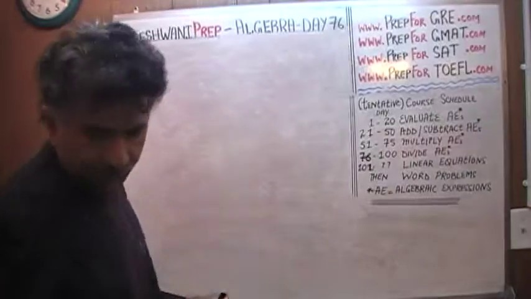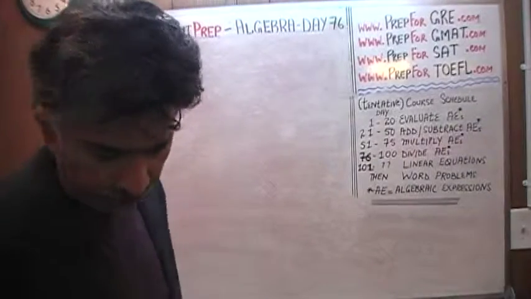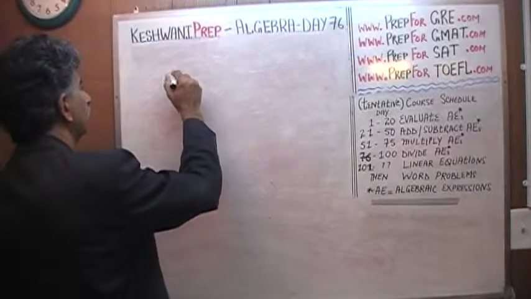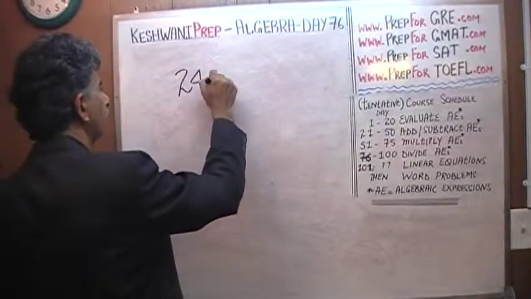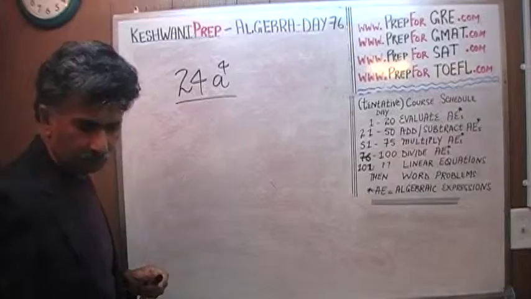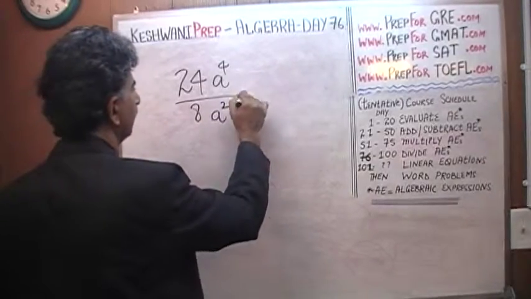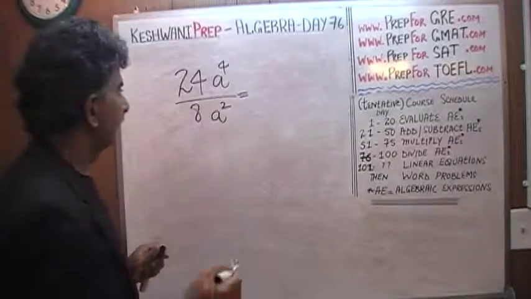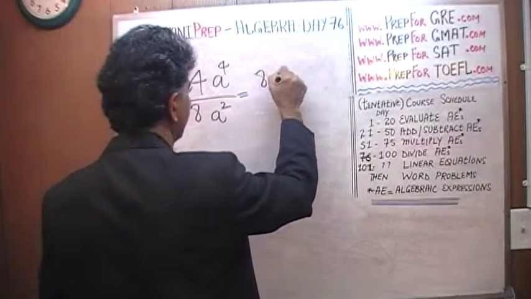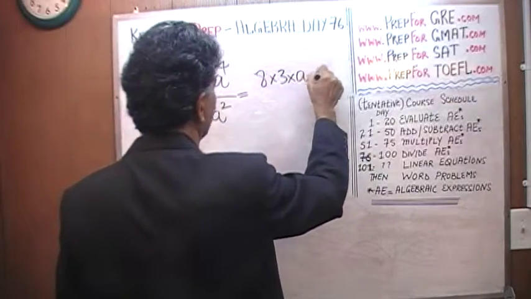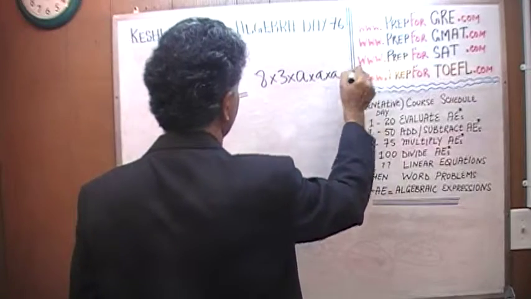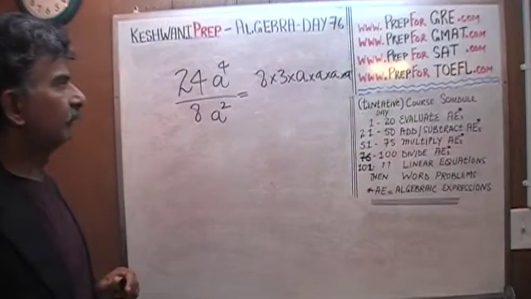Let's do one more. 24 a to the 4th over 8 a squared. Well, 24 a to the 4th is the same as 8 times 3 times a times a times a times a. A being multiplied by itself 4 times.